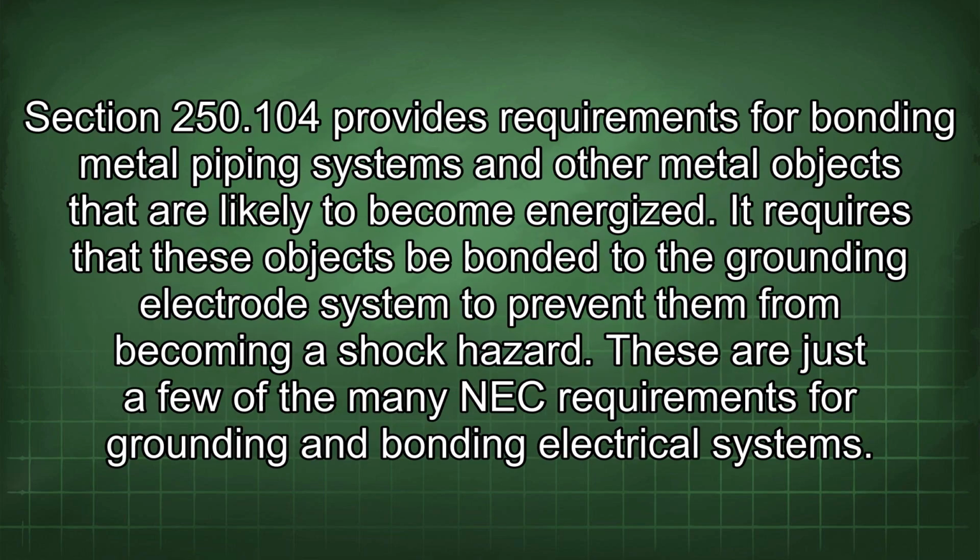Section 250.104 provides requirements for bonding metal piping systems and other metal objects that are likely to become energized. It requires that these objects be bonded to the grounding electrode system to prevent them from becoming a shock hazard.